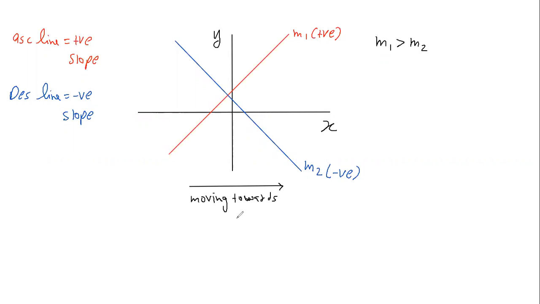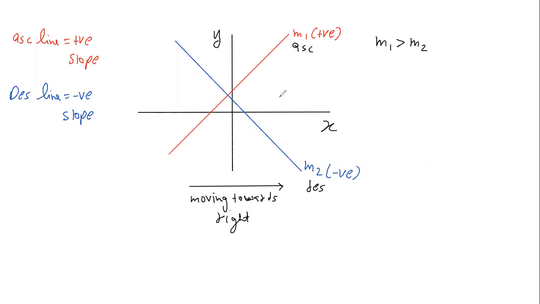So while moving towards right, if your line is going up, that's an ascending line. If the line is going down, that's a descending line. I hope this is clear. Or I can state it in different words.